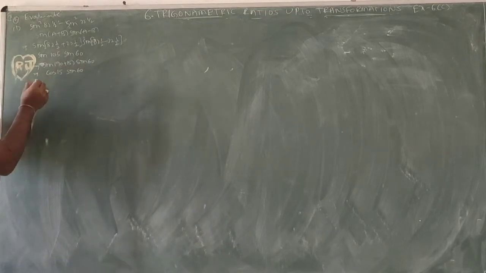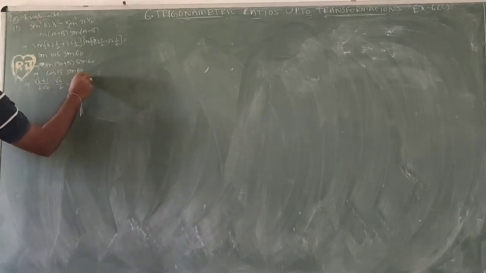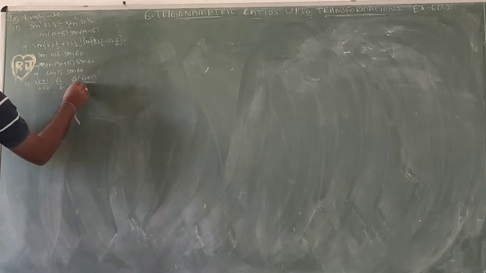Sin 60. So cos 15 value is root 3 plus 1 by 2 root 2, into sin 60 value, root 3 by 2. So root 3 into root 3 plus 1 by 4 root 2. This is the required result. Okay, next, question number 2.